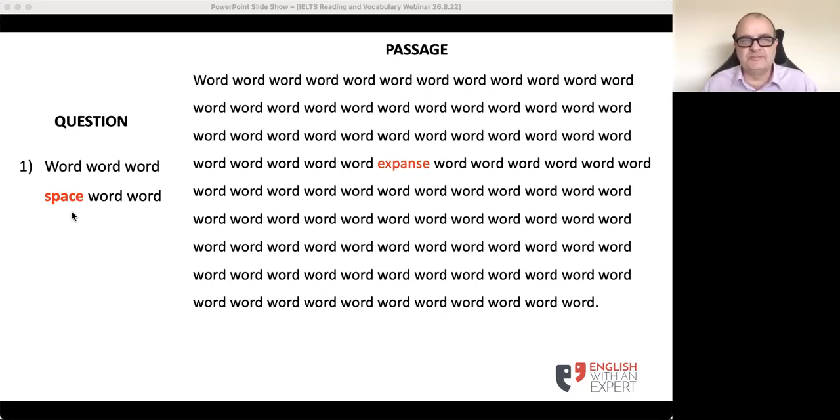So let's look at the word space again. A synonym of the word space is the word expanse. Have you heard of that word expanse before? An expanse. Let me put a definition for you in the chat box. An expanse is a large area of land or water or sky. For example, we might say, I saw vast expanses of farmland. So an expanse is a synonym of space.